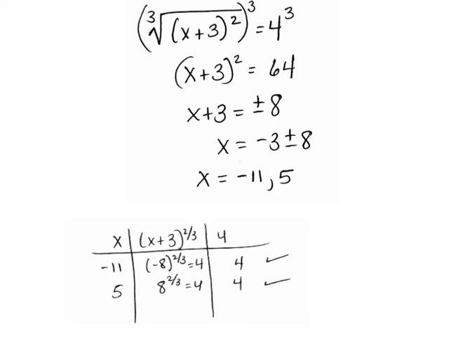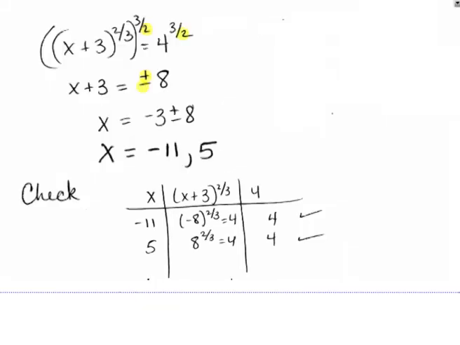Now, I want to think about how to solve this without changing it to radicals. When you have a fractional exponent, you may raise it to a power to eliminate that exponent because we're multiplying a power to a power. So 2/3 to the 3/2 power changes to the first power because 2/3 times 3/2 is 1.